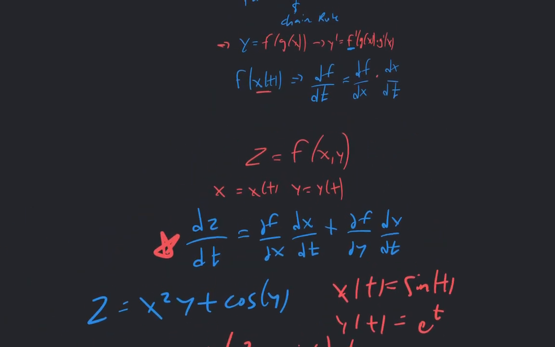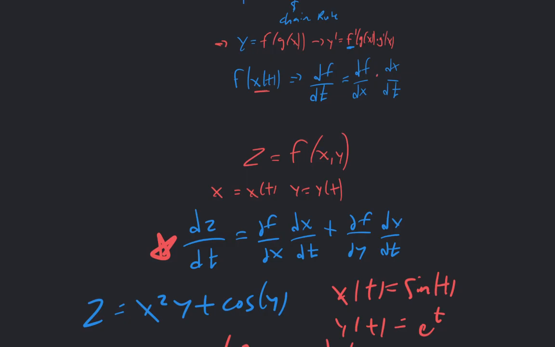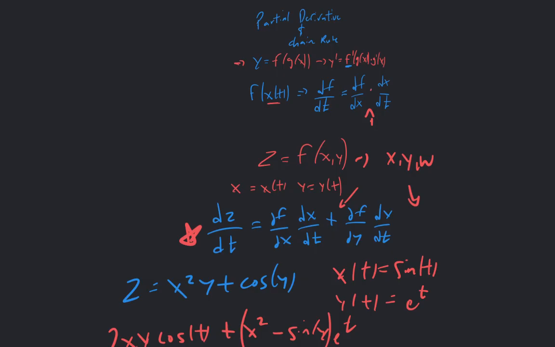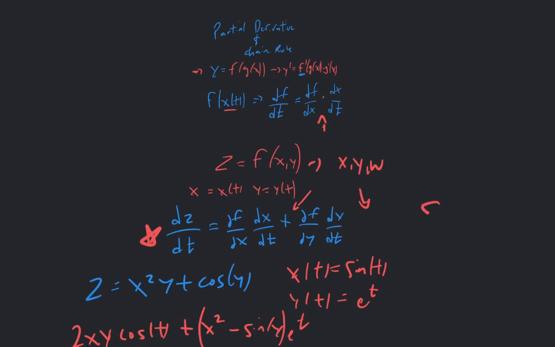So we go from a single instance to now 2 instances. And if now this were, let's say, x, y, w, then we would have to include another term for w right there. So it would ultimately be a summation with however many terms we use, but usually in multivariable it's going to be only 2 or 3 terms maximum.